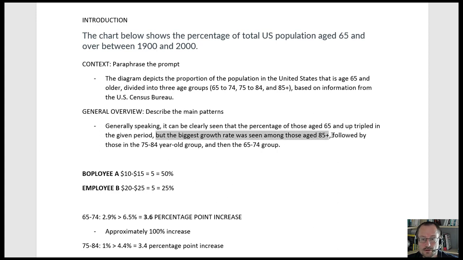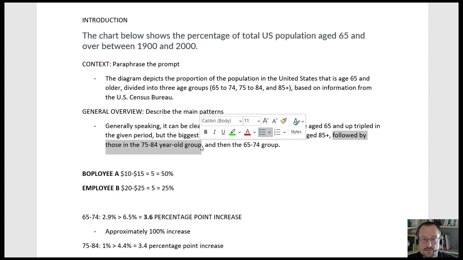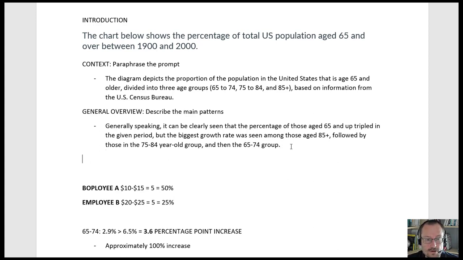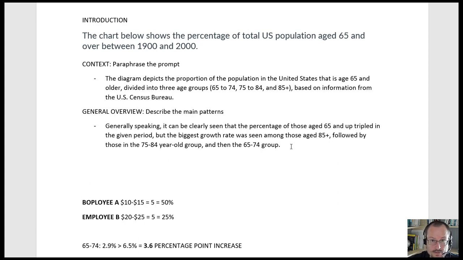Body paragraph 1, body paragraph 2, and body paragraph 3. Let's get started with the body paragraphs then. This is the pattern I'm going to follow.